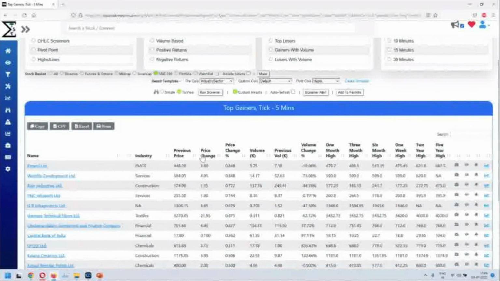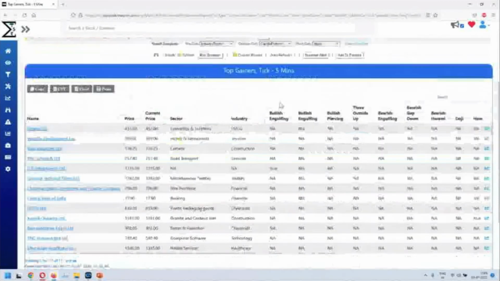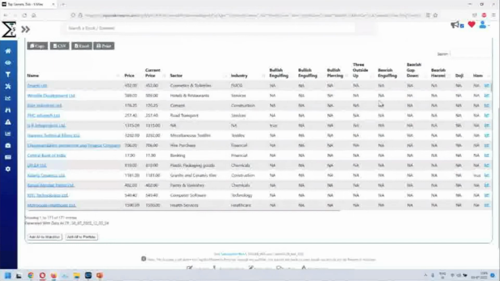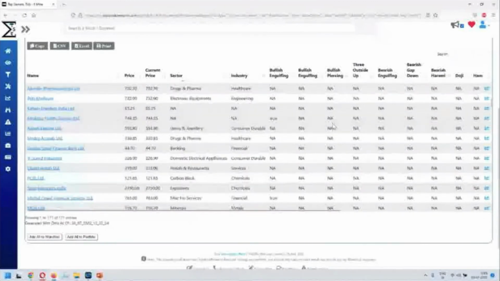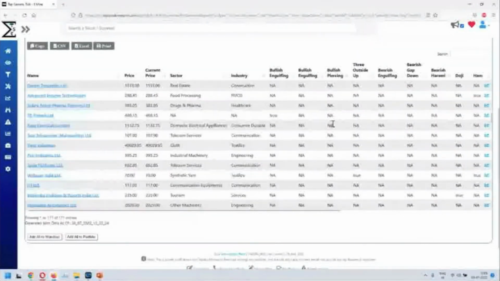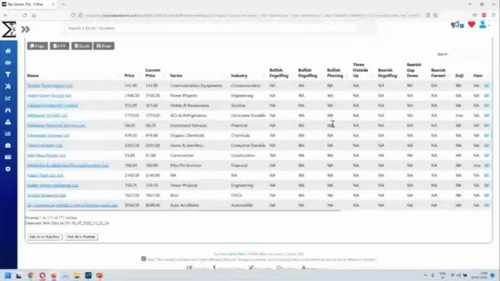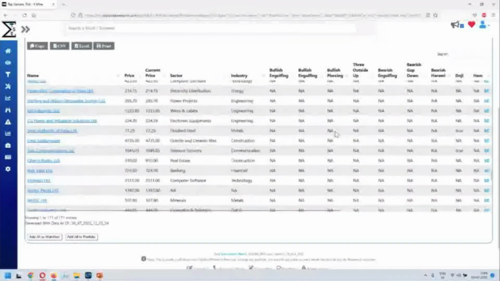Also, you can change the core fields. For example, if you are not interested in price change and all these things, you can change it to, let's say, candlestick patterns, not related to this, but just giving you an idea, right? So along with this, if any of the candlestick pattern was formed in any of these stocks... Nope. Yeah, so none of them were formed.